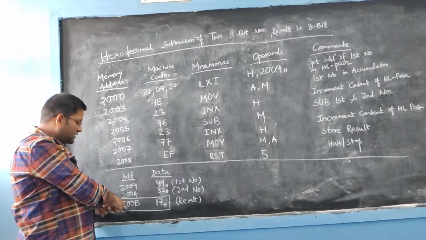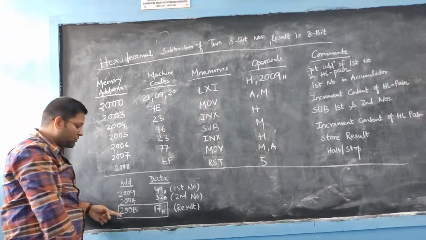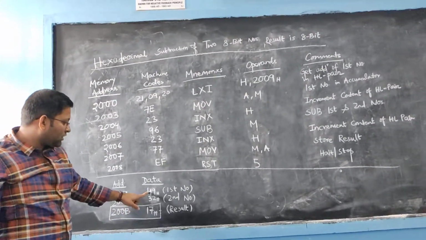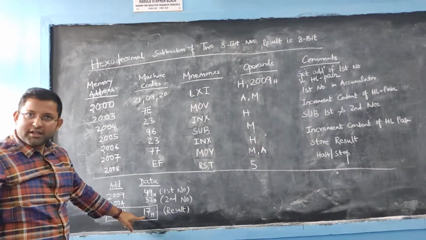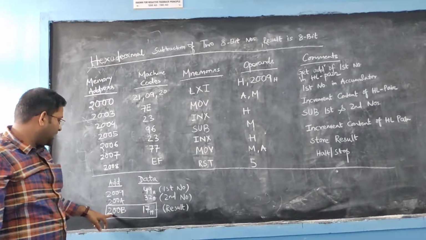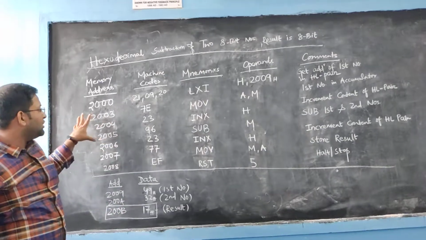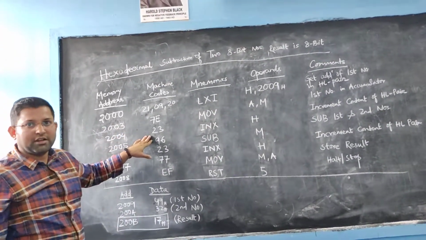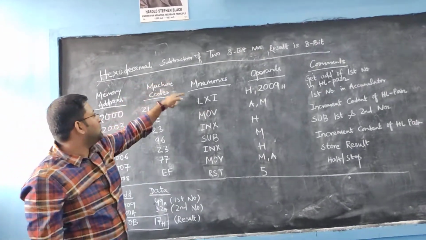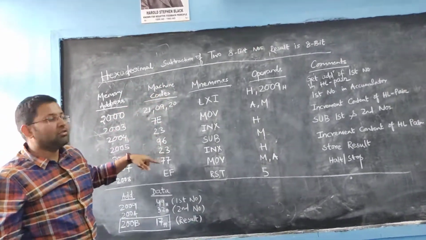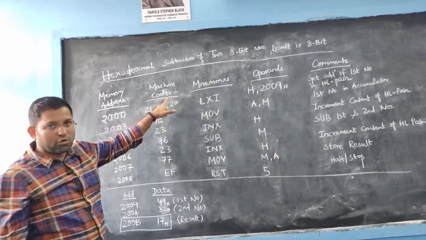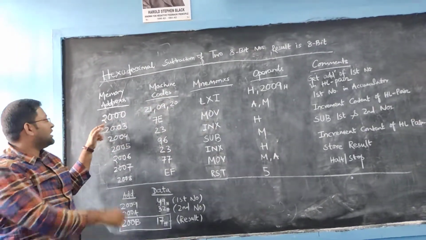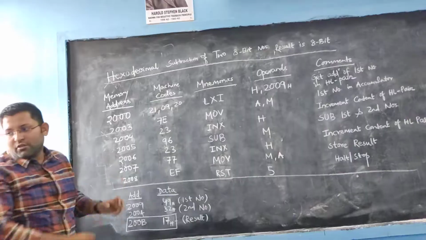Your subtraction result is at which address? 200B. So in 200B you will get 49 minus 32. What will you get? 17H. So 17H is at 200B. So you will do this programming in our 8085 microprocessor kit. Okay. So for this you need this code and you have to enter this code one by one in the address. Starting address will be 2000.